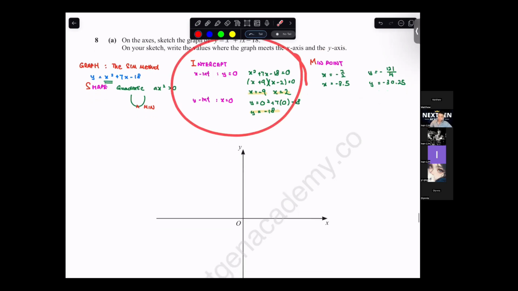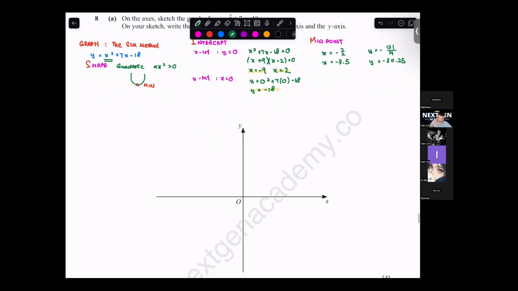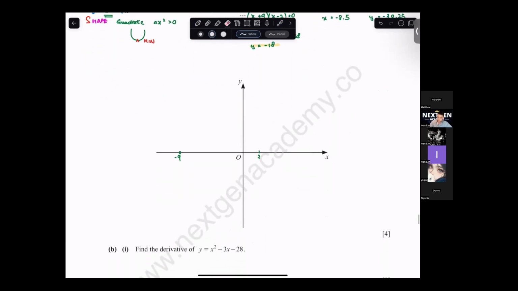So now I want you all to plot out these 3 points first. We've got negative 9, 2, and then negative 18 on the y-intercept. Try your best to draw to scale. Okay, so here 2, here maybe 2, 4, 6, 8. Okay, maybe around here is negative 9. I try my best to do this.